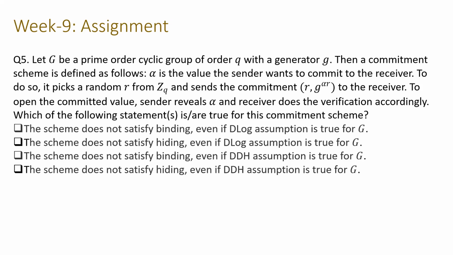Let G be a prime order cyclic group of order q with a generator g. Then a commitment scheme is defined as follows. Alpha is the value the sender wants to commit to the receiver. To do so, it picks a random r from Z_q and sends the commitment (g to the power r, g to the power alpha times r) to the receiver. To open the committed value, the sender reveals alpha and the receiver does the verification accordingly. Which of the following statements is or are true for this commitment scheme?